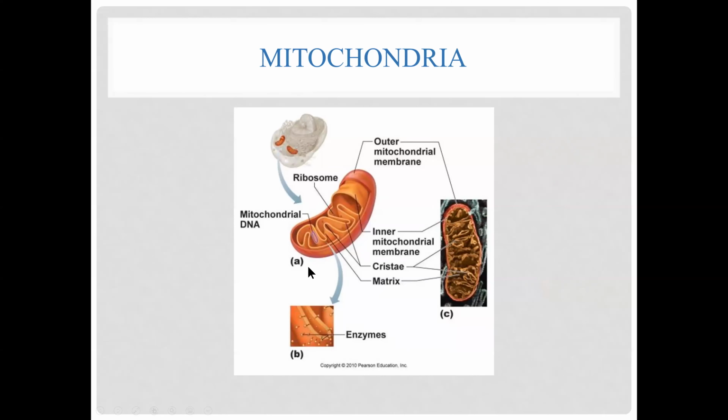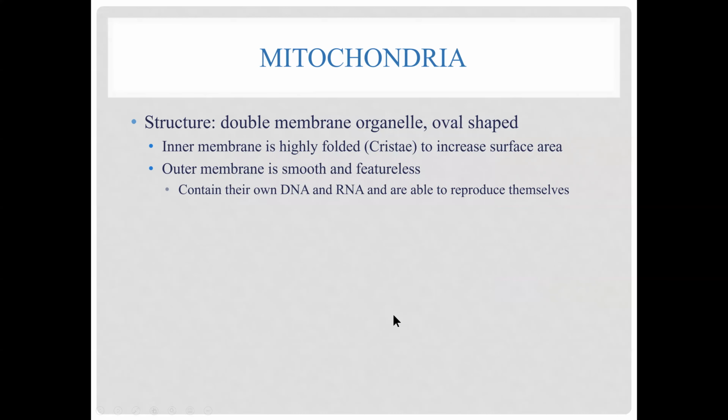Mitochondria is double membrane, an outer single membrane and an inner membrane that's folded on itself. That folding is called cristae. That increases the surface area for cellular respiration to go on. And the fluid-filled space here is called the matrix. Okay, this is where the matrix is. This is where the enzymes are. Double membrane organelle, inner membrane highly folded, cristae to increase surface area. Outer membrane is smooth and featureless.